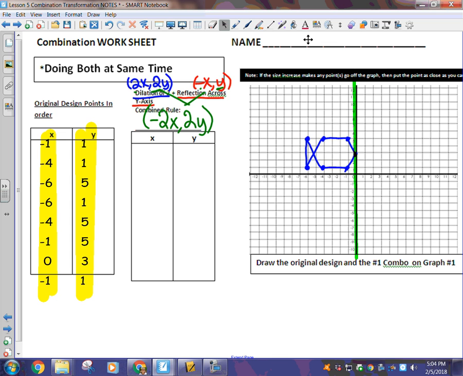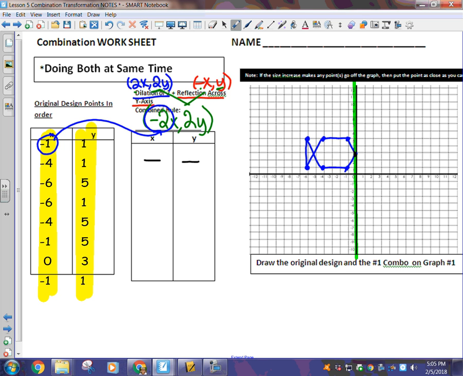So now we're ready to go ahead and make our new list of points. I'm going to have a new x and a new y for each one. So for every x, I'm going to multiply times -2. In other words, I'm going to make it go opposite, and I'm going to double it at the same time.